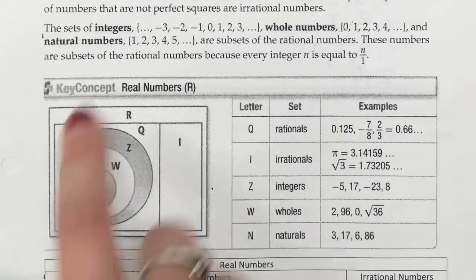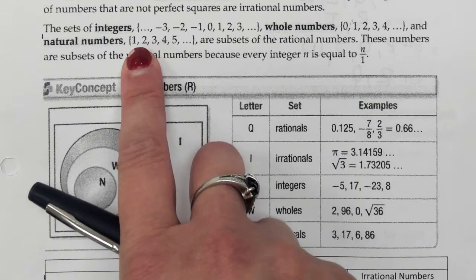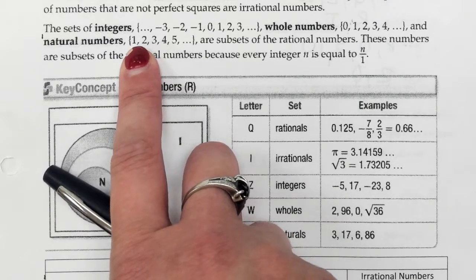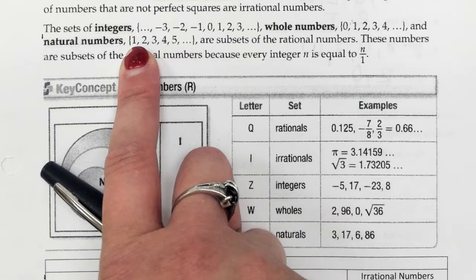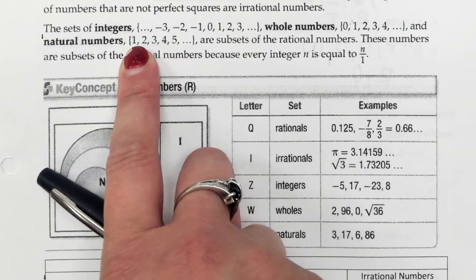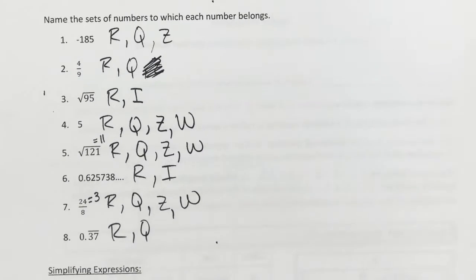Natural numbers. What happens to natural numbers? It chops off the negatives and the zeros, right? Here's the way I think about it. Do you naturally count 1, 2, 3, 4, 5, 6, 7, 8? Do you naturally count that way? Yes. So you naturally count. So number 1, do I naturally count negative 185? No. Number 2, do I naturally count 4 9s? No. Number 3, do I naturally count square root of 95? No. Do I naturally count 5? Yes.